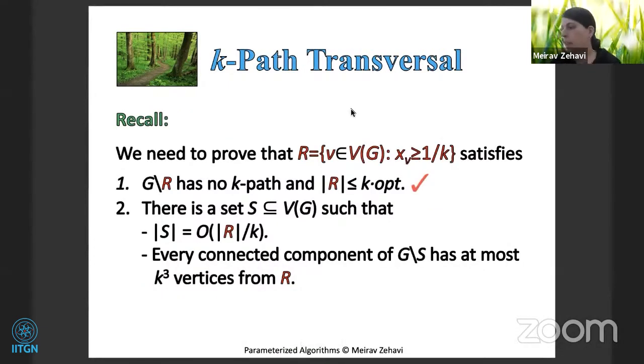Okay, so we already gave two approaches for how to find the set R, which is a k-approximate solution. It hits all of the k-paths and its size is at most k times opt. So now we still need to prove the existential claim. We still need to prove that there exists some set. We don't need to say how we find it. This we already discussed earlier, that we use a black box to get some order log k approximation. All we need to say now is that there exists some set S of size at most order R over k, such that when you remove it, every connected component of G minus S has at most k to the power of 3 vertices from R. So we want to say an existential claim. There exists some S that satisfies these two properties. Its size is small, R over k, and it separates R. Okay, so this is what we are going to do now.